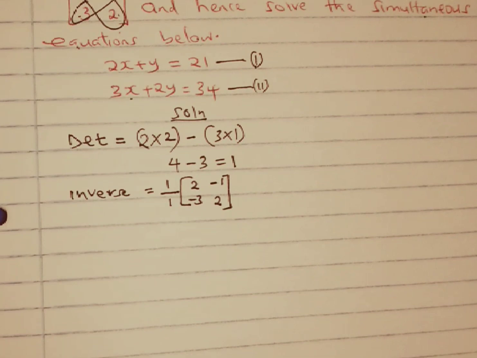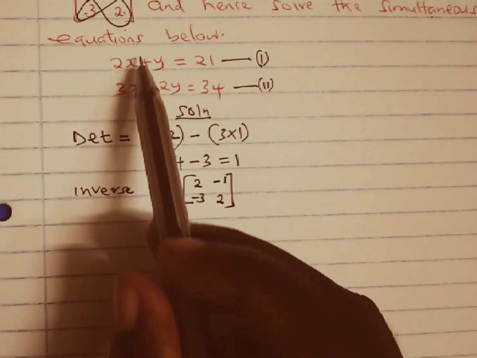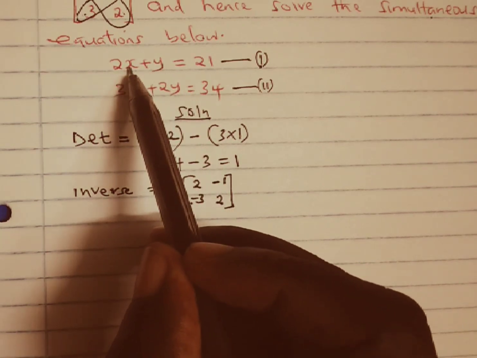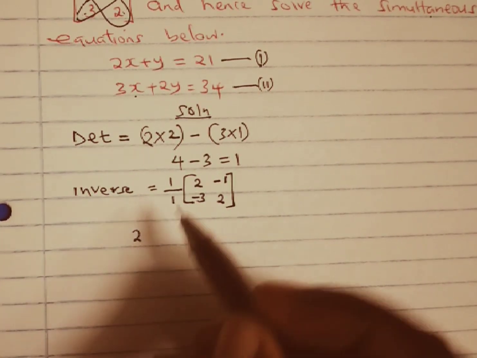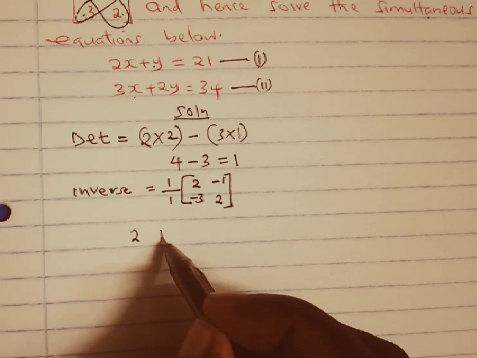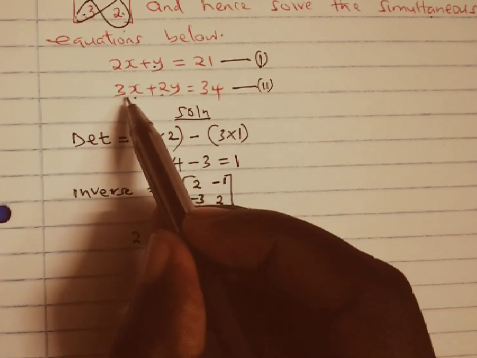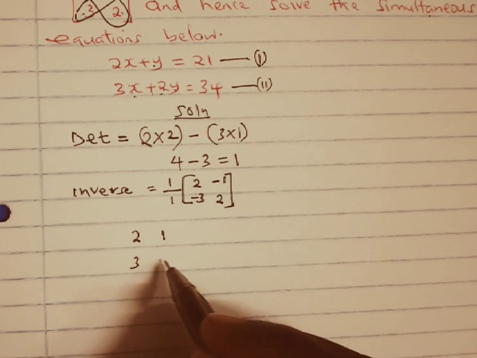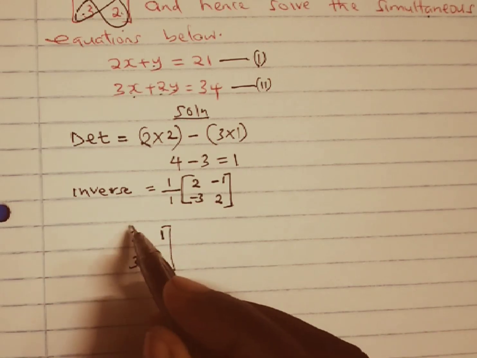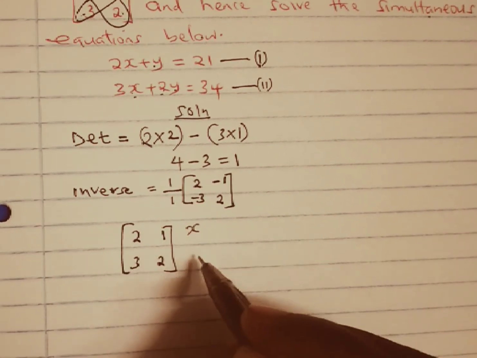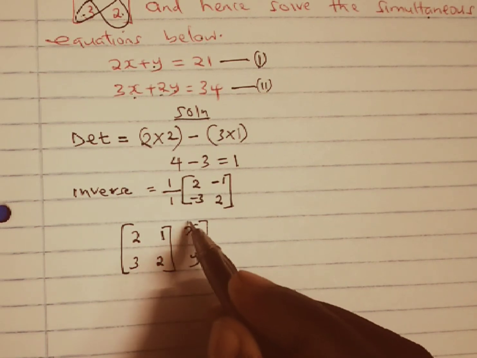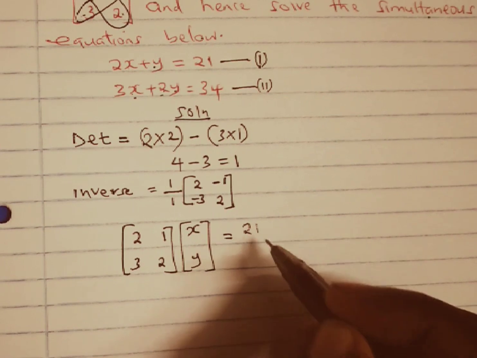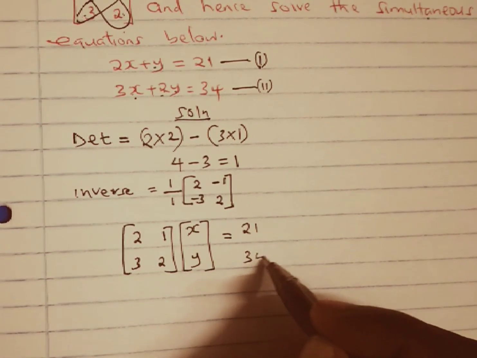Having done that, we move down and write the two equations in matrix form. In equation 1, we have the coefficient of x is 2 and the coefficient of y is 1. Then in equation 2, the coefficient of x is 3 and the coefficient of y is 2. Then we have x, y separate, and this one is going to be equal to the constants, which is 21, 34.